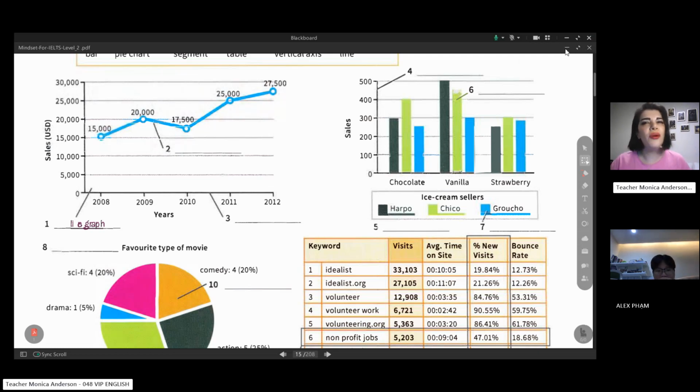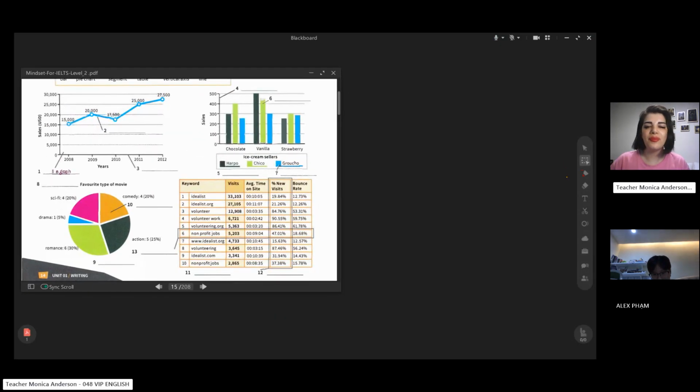Tell me, do you know anything about task one? How many paragraphs do you need to write on each diagram or chart? Maybe 4. Okay, of course, you're right, 4. So we have 4 paragraphs here.